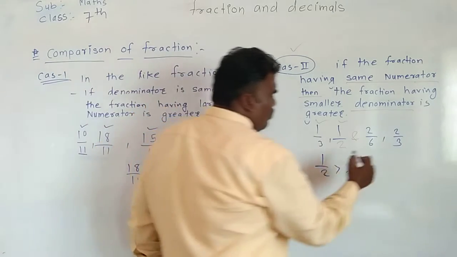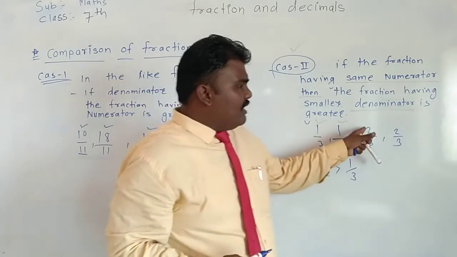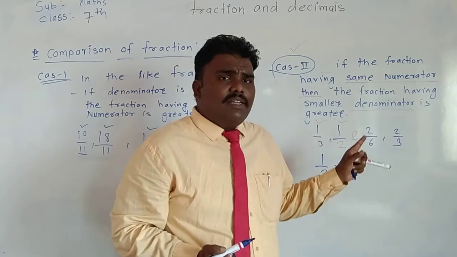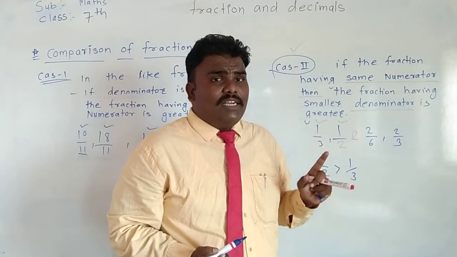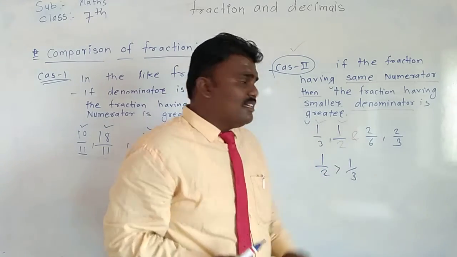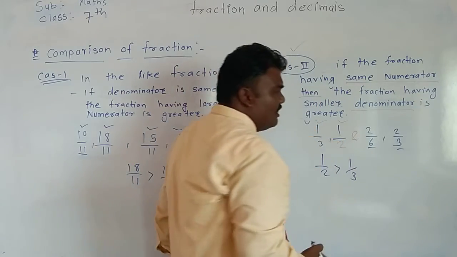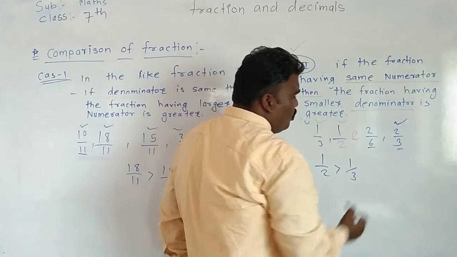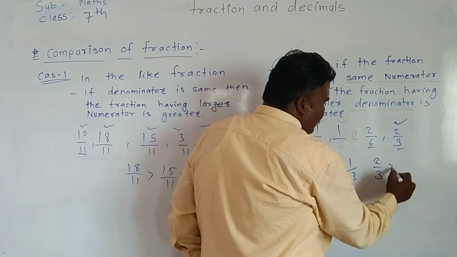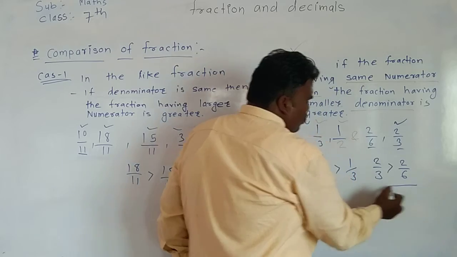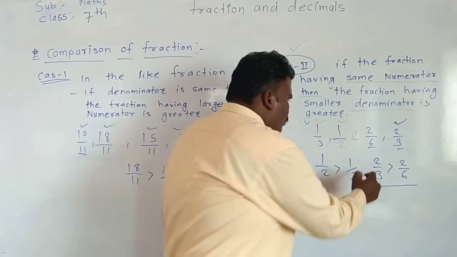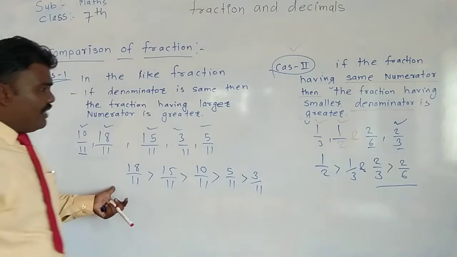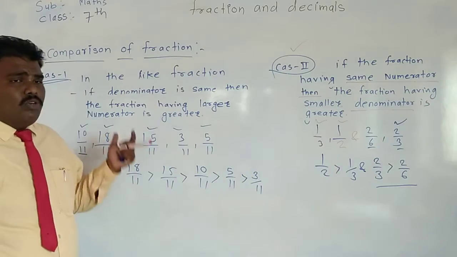And then what about this? In such cases, the numerator must be the same and the denominator must be less. If the numerator is the same, and the denominator is less, then that fraction is greater. Now in these two fractions, which fraction has the lesser denominator? Yes, this fraction has the lesser denominator. So 2 by 3 is greater than 2 by 6. So this is how we compare two fractions. Understand? This second case, and the first case was about like fractions.